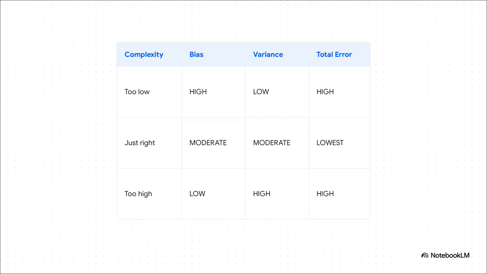As a machine learning practitioner, your entire job, literally the reason you spend hours hunting and tuning hyperparameters, is to find that magical, just right middle row. That's the very bottom of the U-shape. It's the sweet spot where both bias and variance are moderate, giving you the absolute lowest total error possible.